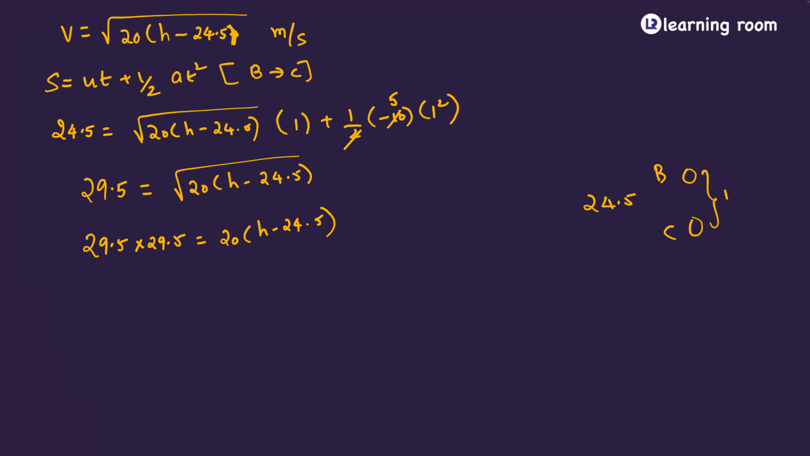The final answer after you calculate should be 68.0125. You might get it because I took the value of g as 10. If you take 9.8, you will get a slightly different value.